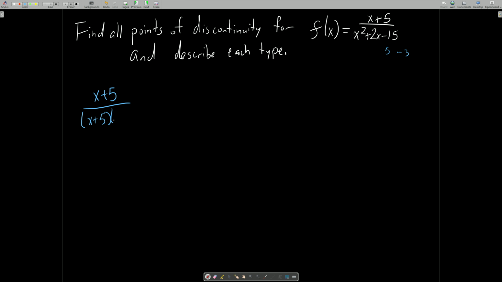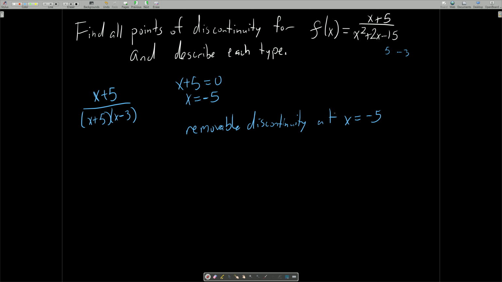We have x plus 5, x minus 3. And you leave it like this, because now, if you notice, this looks familiar, you're going to have a hole right here at negative 5. You're going to set x plus 5 equals 0, so x equals negative 5. If you plug in negative 5 into the equation, you're going to get 0 over 0. That means you have a hole. What the hole means is you have a removable discontinuity in this function at x equals negative 5.